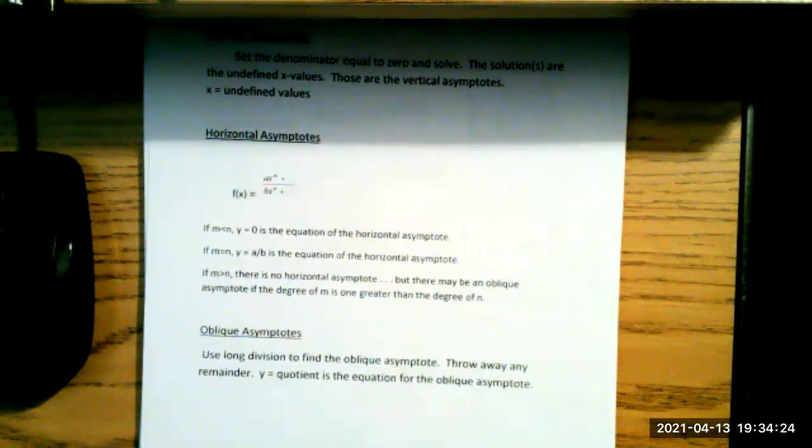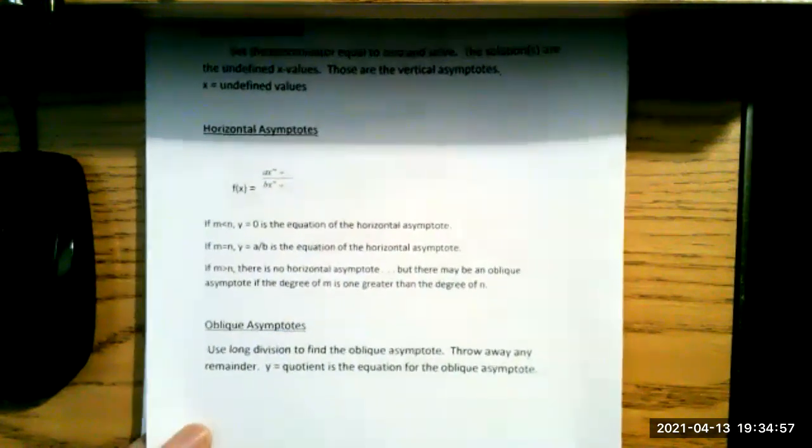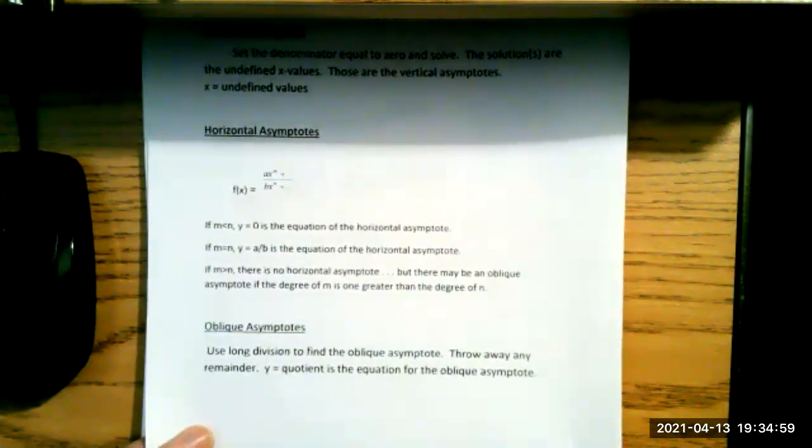I was wondering when that was going to come back into use. And the second one is if they're equal, then you have to use the leading coefficients, the A and the B, and you put y equals A over B. And then if the M is bigger than the N by a degree of 1, you have an oblique one. And that's when we got bogged down tonight in that long division, because you have an oblique asymptote. You find it by long division.